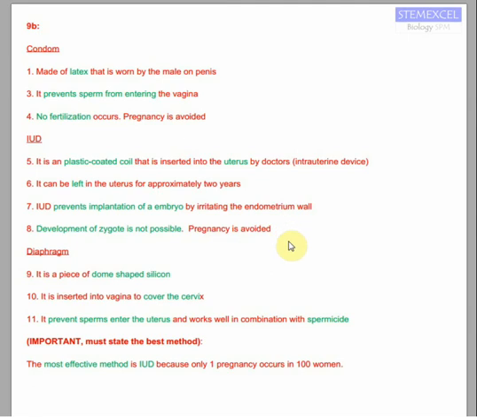For diaphragm, this is a piece of dome-shaped silicone. It is inserted into the vagina to cover the cervix, and it prevents the sperm from entering the uterus, and it works well in combination with spermicide. So finally, very important, please state the most effective method or the best method. Here it will be the IUD, because it only has one pregnancy that occurs in every 100 women.